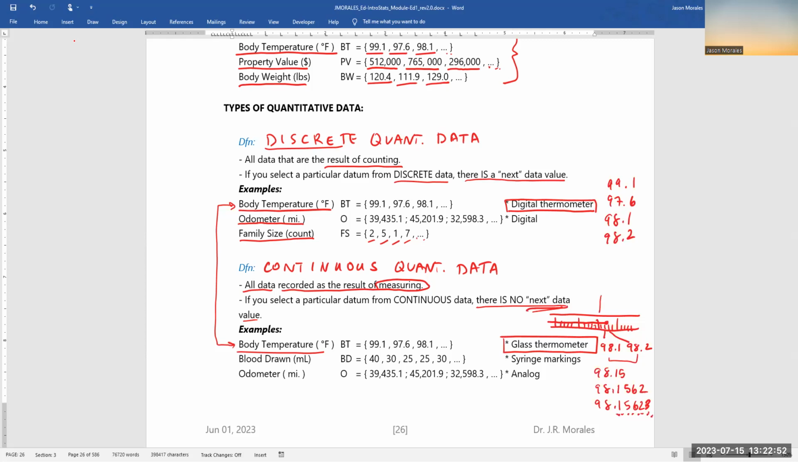So this would be an example of continuous quantitative data, whereas with a digital thermometer, because it can only be these discrete values and nothing in between, that's what makes a digital thermometer discrete.